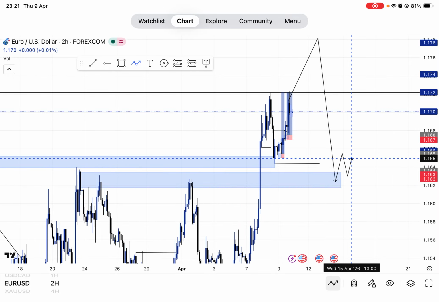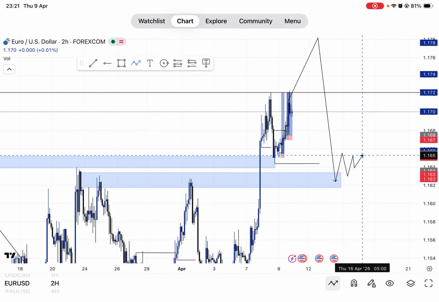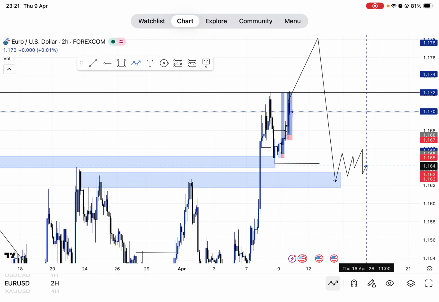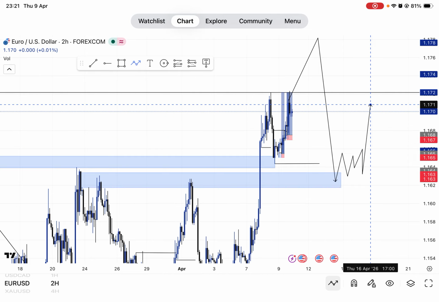Once you get your sweep, look for your little MSS. Once you find the MSS, you want what? Your inducement. You want your inducement. Then you want price to tap into your POI. Then what did I say? Your target will be what? Your target will be the high that price created.